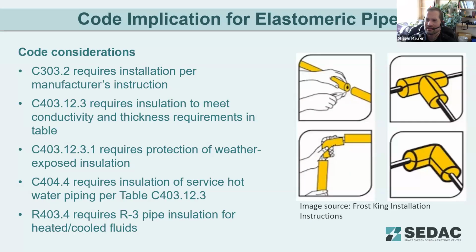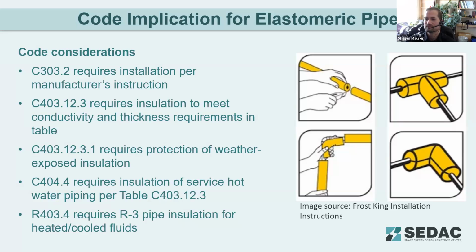So for code implications, again, C303.2 requires installation per the manufacturer's instructions. Those instructions often detail mitering of the joints to get a proper seal. Looking at the images here on the right, for T-joints, you've got a bit of mitering so that you've got a tight insulation wrap all the way around the pipe, even at that T-juncture. For corners, it advises putting little slits on the throat of the pipe so that when you compress it onto the 90, that interior insulation isn't compressed and stressed to the point where it's going to pop that seam apart.